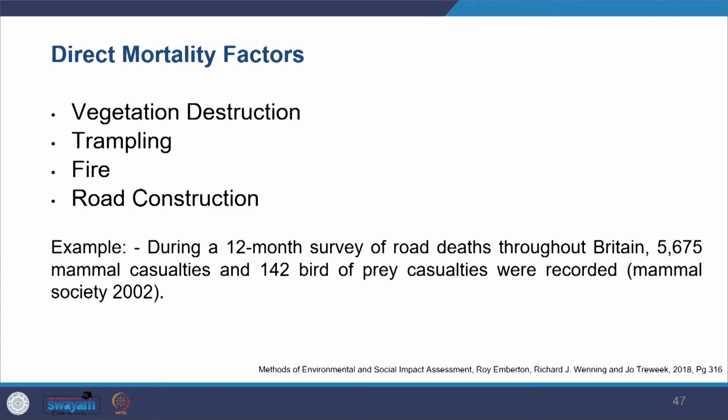Other thing, now looking into the direct mortality, this also happens because of the similar vegetation destruction and trampling and fire. And majorly you see that roads present a serious long-term threat, and especially to the animals which need to cross, which need to move. And in one of the examples, it was seen that casualties happened just because of the road deaths. So you can see those examples. So that was about the second type of impact which you saw.